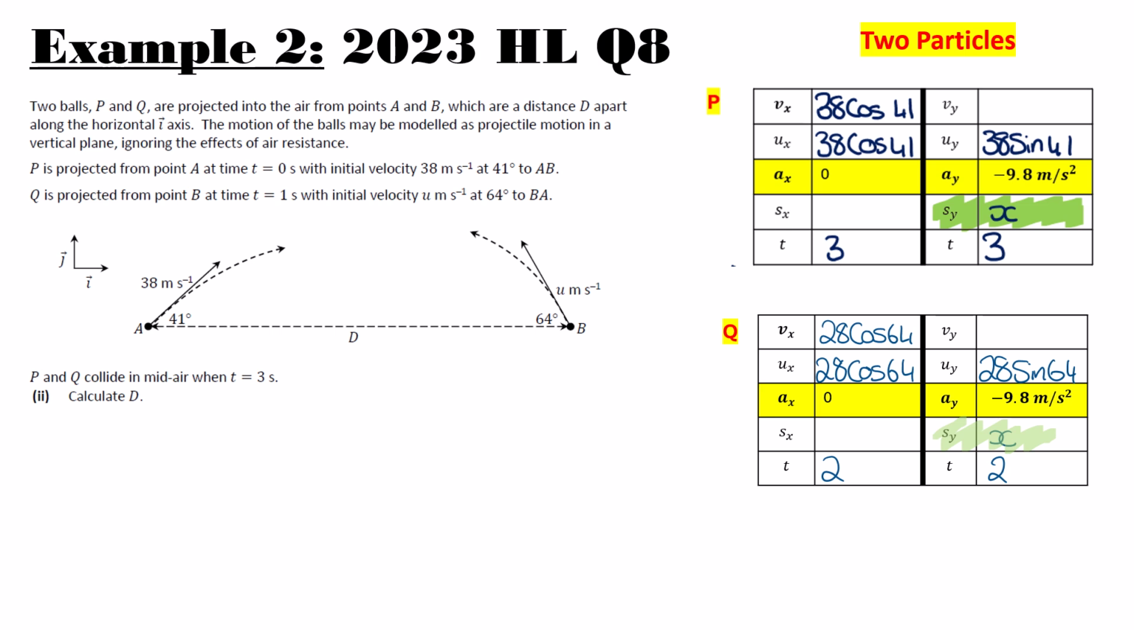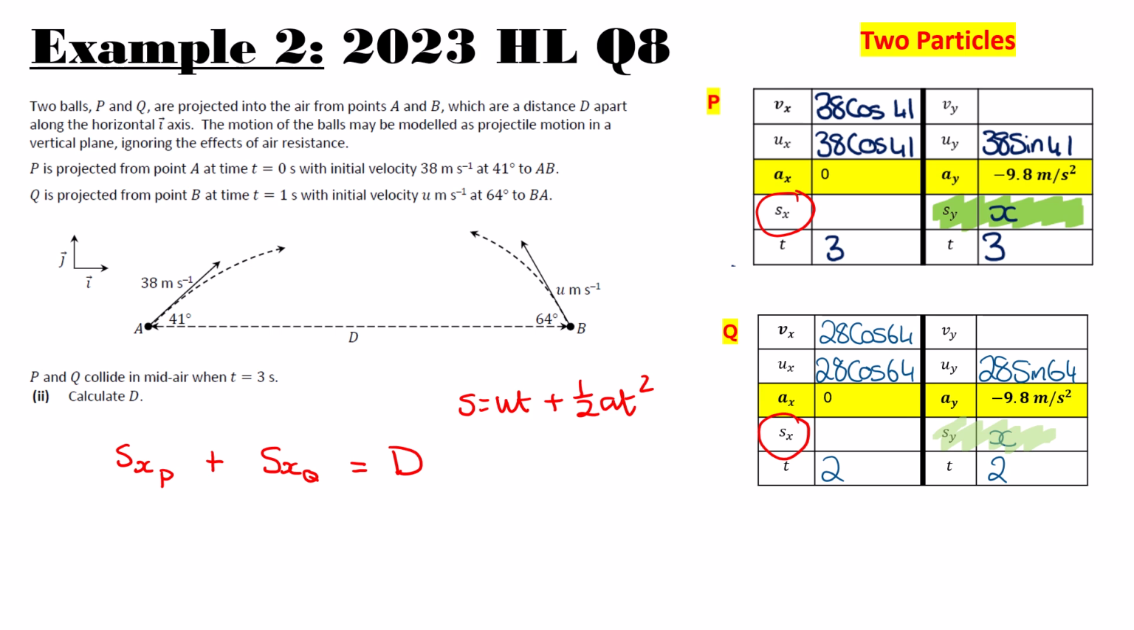Now, what we know is going to happen is D is going to be a total of the displacement that P travels and Q travels when they collide. So really what we're saying is we need to add together Sx of both, and then we'll have our answer. So Sx for P plus Sx for Q is going to equal that D. So S is equal to, we're going to use our formula, S is equal to UT plus a half AT squared. We're working in the X direction.